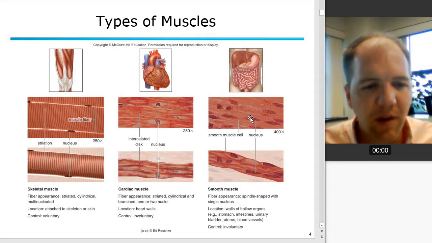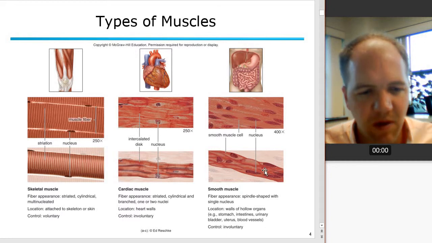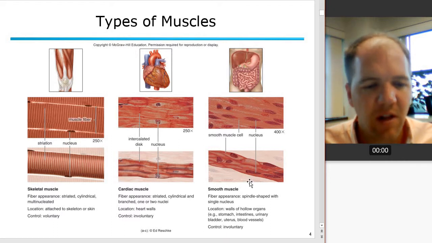And then smooth muscle cells are small and spindle shaped, meaning that they taper at both ends. Kind of starts pointy, gets a little fatter, and then ends up pointy. So they're spindle-shaped cells. They're a little bit different than these other cells.